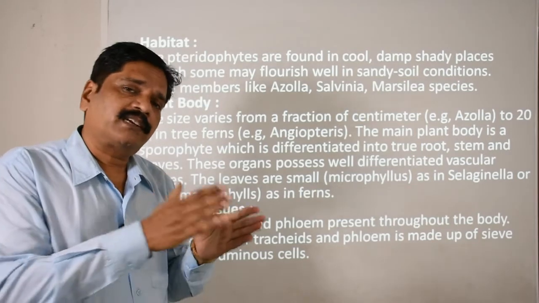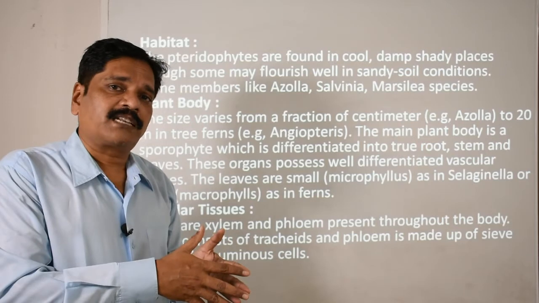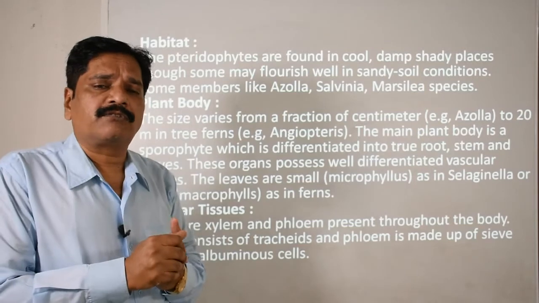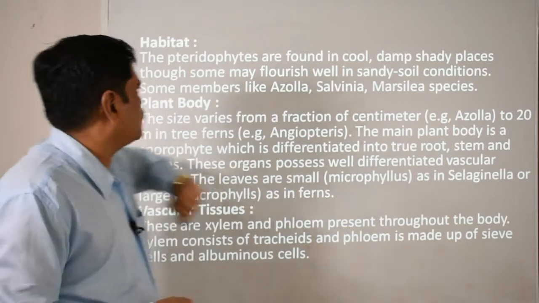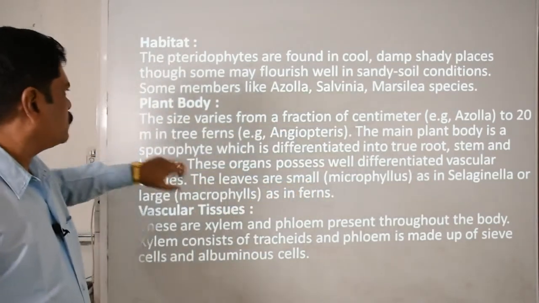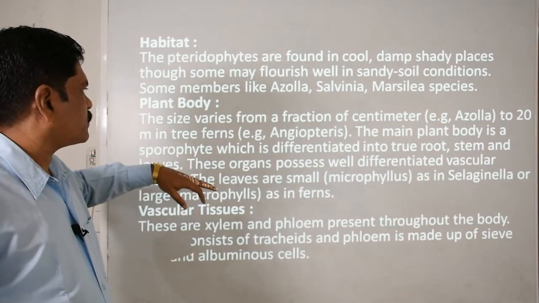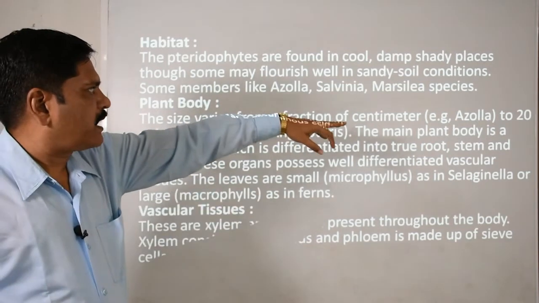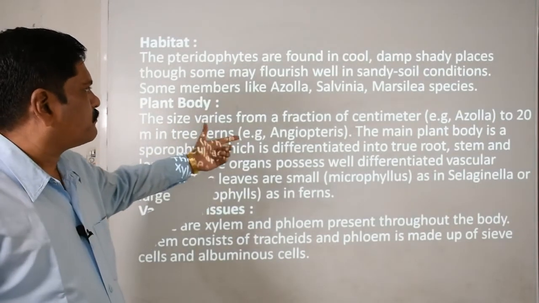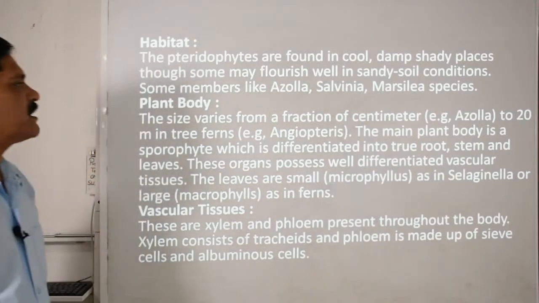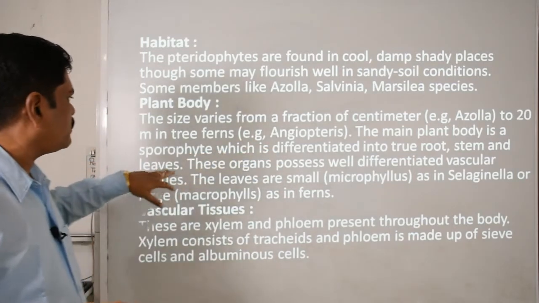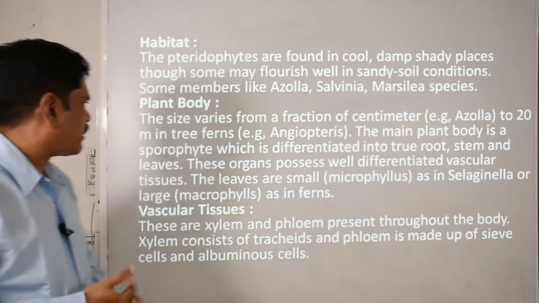See that life is transferring from where? Water to land. So here they cannot survive directly in very dry conditions. So that's why they need this. Then the main body size varies from a fraction of a centimeter to meters. If you observe Azolla, it is hardly a few centimeters, while these ferns are nearly 20 meters in length. Clear? The main plant body is sporophyte, which is differentiated into true root, stem and leaves, and these organs possess a well differentiated vascular tissue.